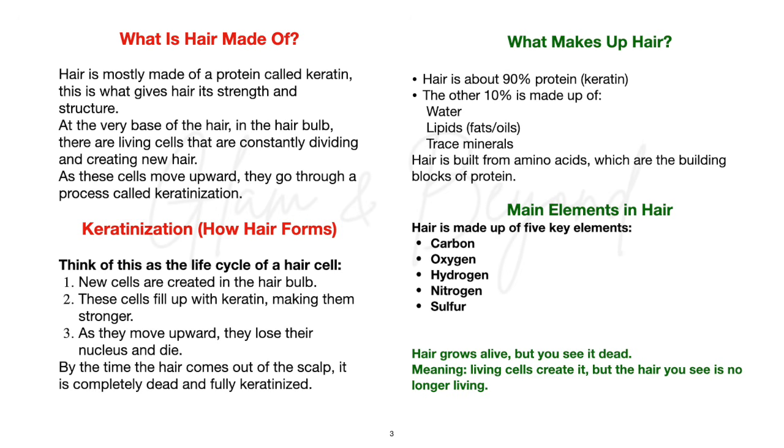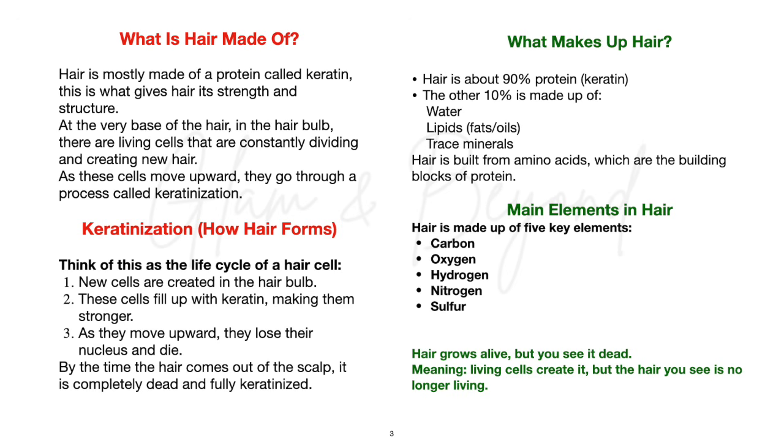Keratinization is how hair forms. Think of it as the life cycle of a hair cell. Number 1, new cells are created in the hair bulb. Number 2, these cells fill up with keratin, making them stronger. 3, as they move upward, they lose their nucleus and die. By the time the hair comes out of the scalp, it is completely dead and fully keratinized.